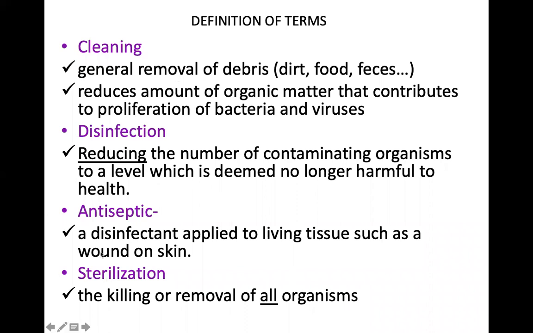So just looking at the definition, the main difference between disinfection and sterilization. Here in sterilization, you are killing all organisms. In disinfection, you are reducing the number. The goal is the same, you're killing all, okay? Now this chemical called an antiseptic is a type of disinfectant that can be used on living tissue.